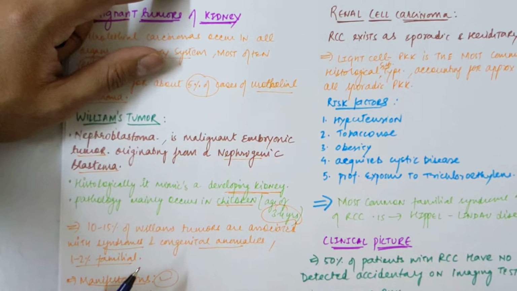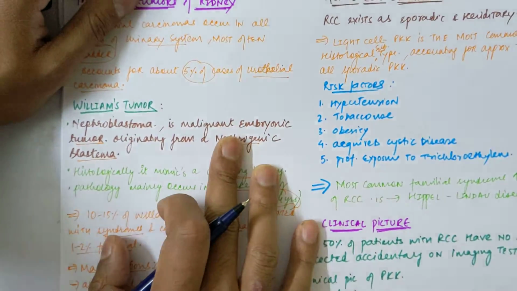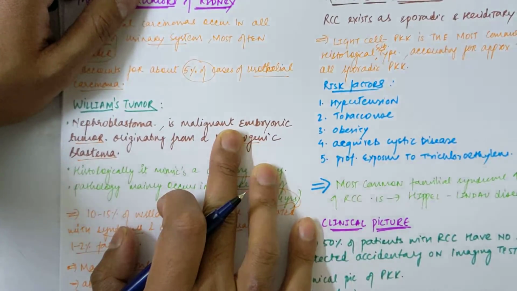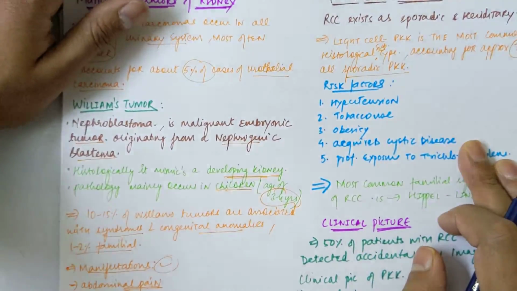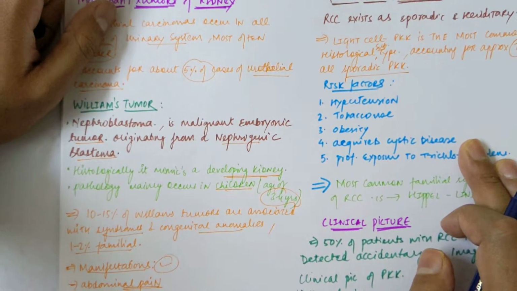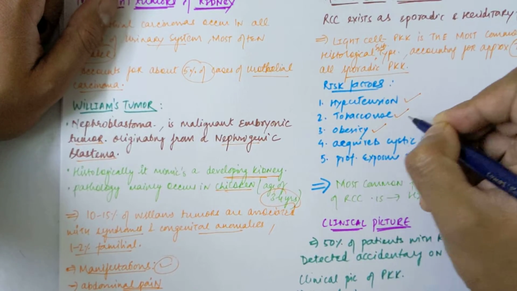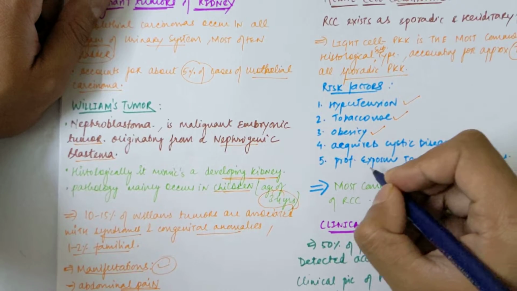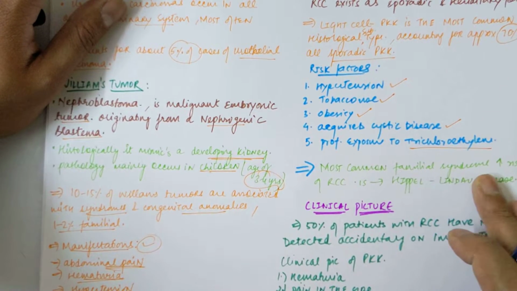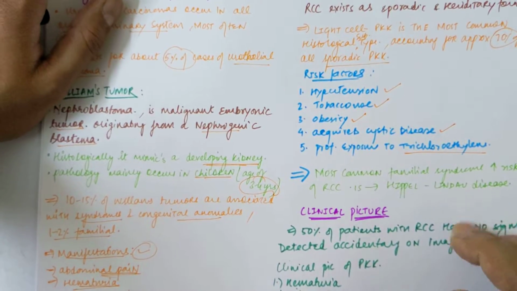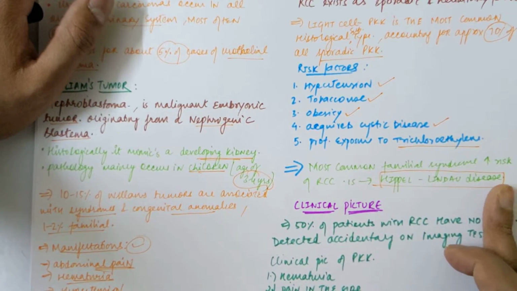Now renal cell carcinoma. Renal cell carcinoma exists as sporadic and hereditary forms, and clear cell RCC is the most common histological type, accounting for approximately 70% of all sporadic RCC. Okay, so what are the risk factors for renal cell carcinoma? We have hypertension, tobacco use, obesity, acquired cystic disease, and occupational exposure to trichloroethylene, for those working in this environment. And the most common familial syndrome with increased risk of RCC is von Hippel-Lindau syndrome, that is renal cell carcinoma.